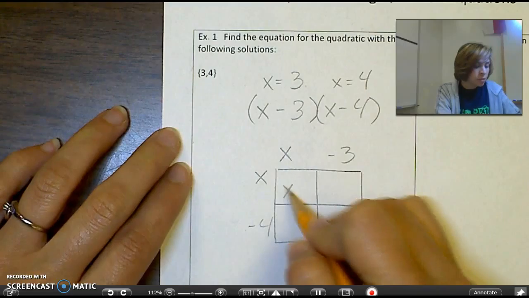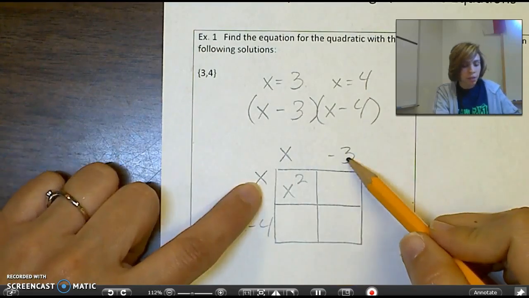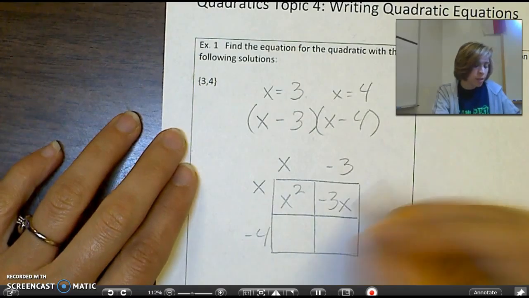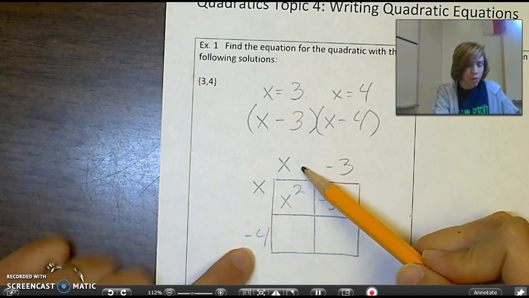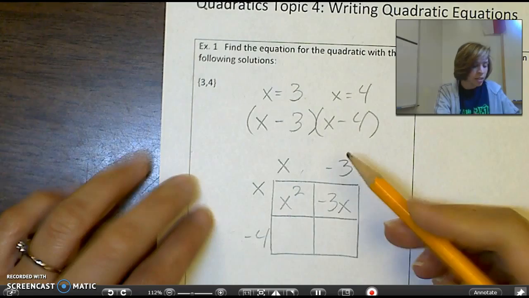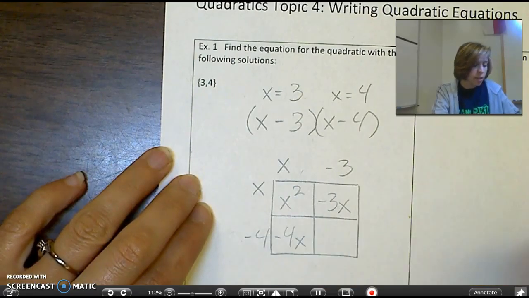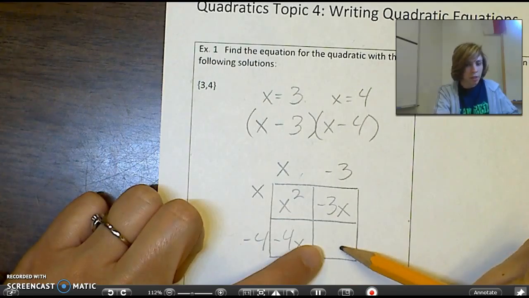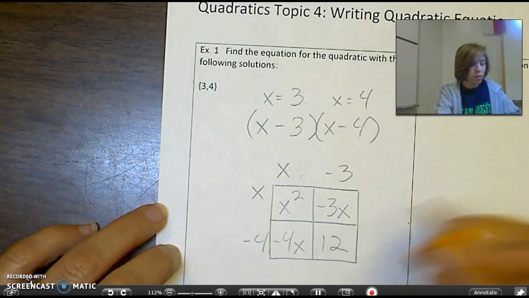X times x is x squared. X times negative 3, that's going to be negative 3x. That'll go in this box. X times negative 4, that's going to go in this box, and that is negative 4x. And negative 3 times negative 4, multiply those together, that's going to go in this box, that's positive 12.